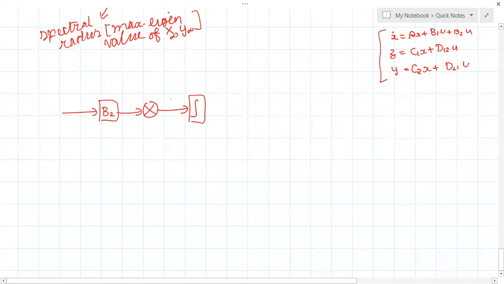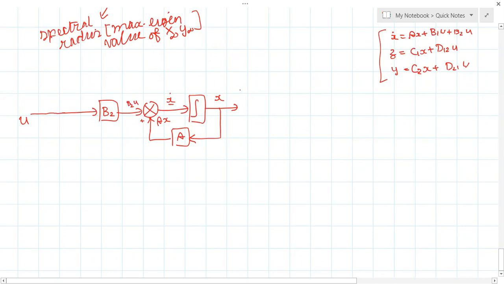So this should be my x dot. When you integrate that, you must get x, right? So x dot is Ax. So here we must have a gain A from the x block. So this is Ax, plus B2 into u. So this channel is u. Now you see here this is B2u.